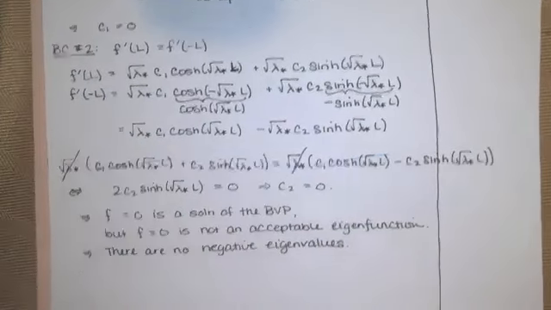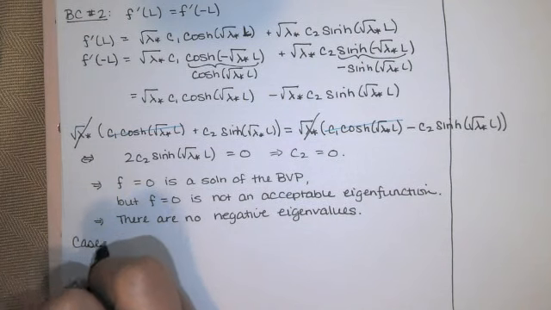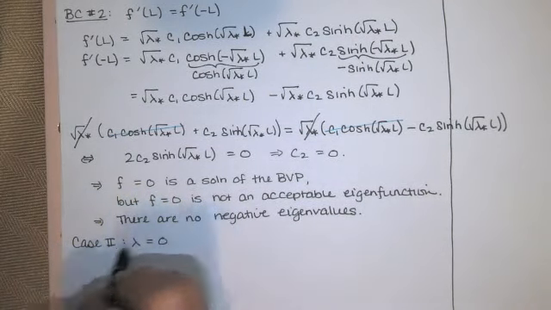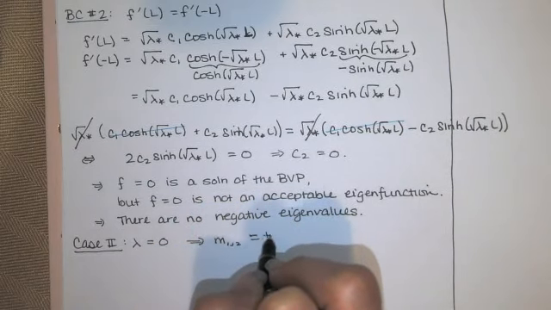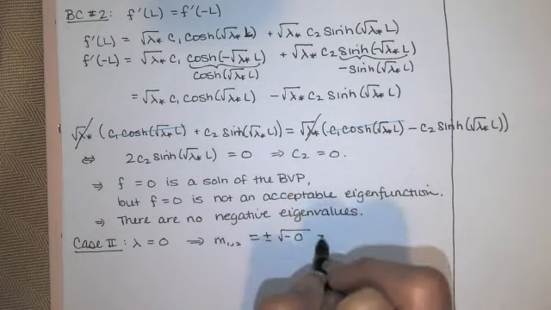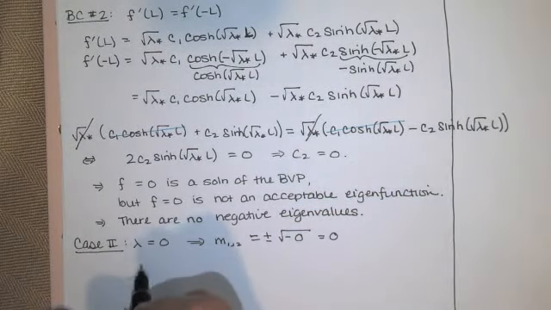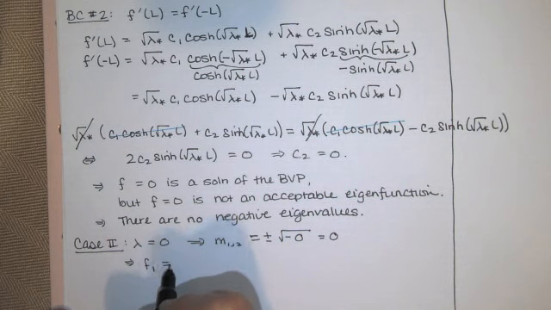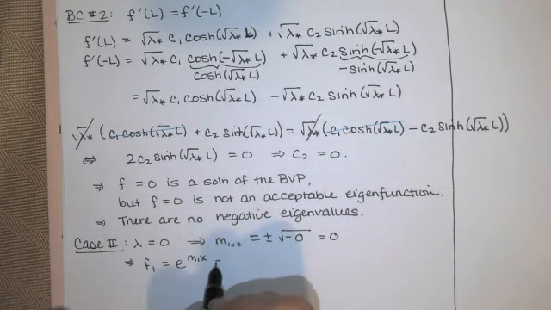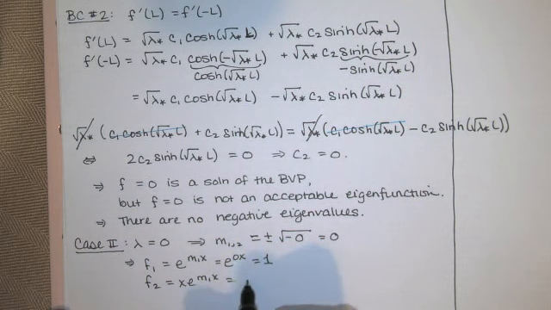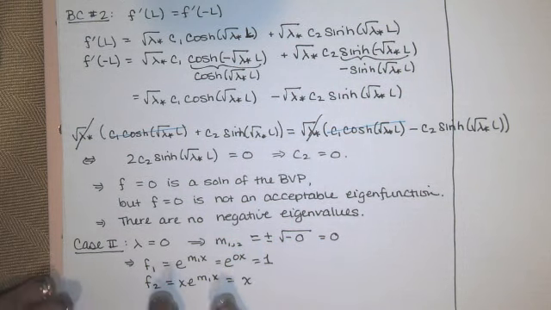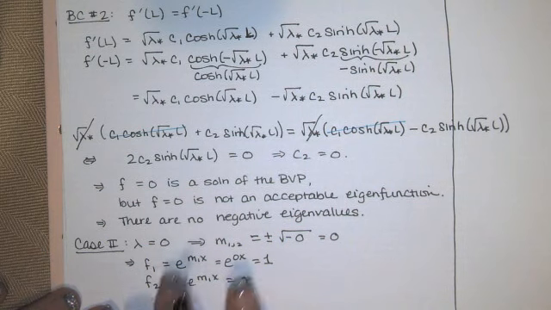Alrighty, so that was case 1. Now let's look at case 2. Case 2 involved lambda being equal to 0. In that case, m1 and m2 are both equal to plus and minus the square root of the opposite of 0, which is of course 0. So then our two linearly independent solutions are e to the m1x, which is e to the 0x or 1, and x times e to the m1x. So we just get an x. And that x comes from reduction of order, and that's how we handle it anytime we have a repeated real root like this.